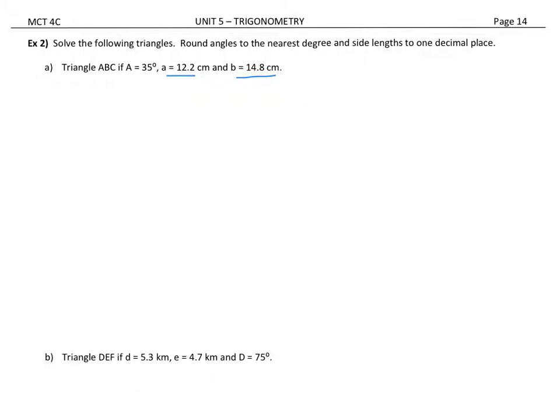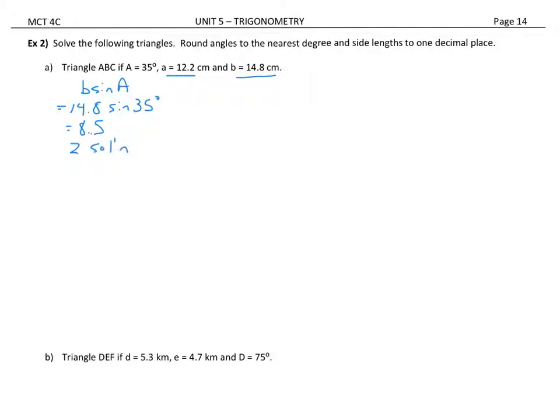So let's check the value of B sine A, which in this case would be 14.8 multiplied by the sine of 35 degrees. This gives me an answer of about 8.5, which is smaller than my side A, which gives us the fact that we have two solutions for this particular triangle. So there's two solutions here.